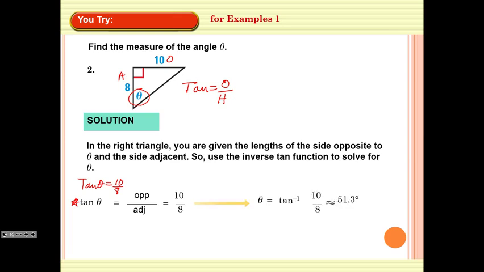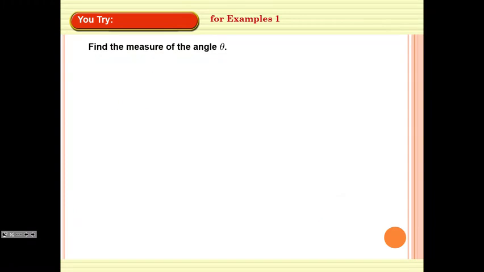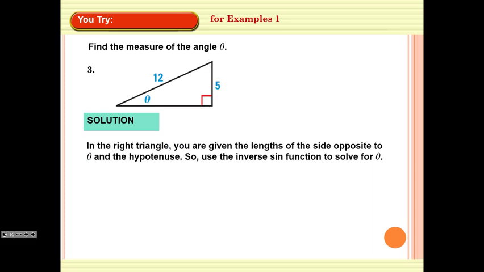Then you're going to need, remember, second tangent or shift tangent, whatever your calculator requires. That should give you the tangent -1, left parenthesis, hit 10 divided by 8, then hit equals. It's about 51.3 degrees.